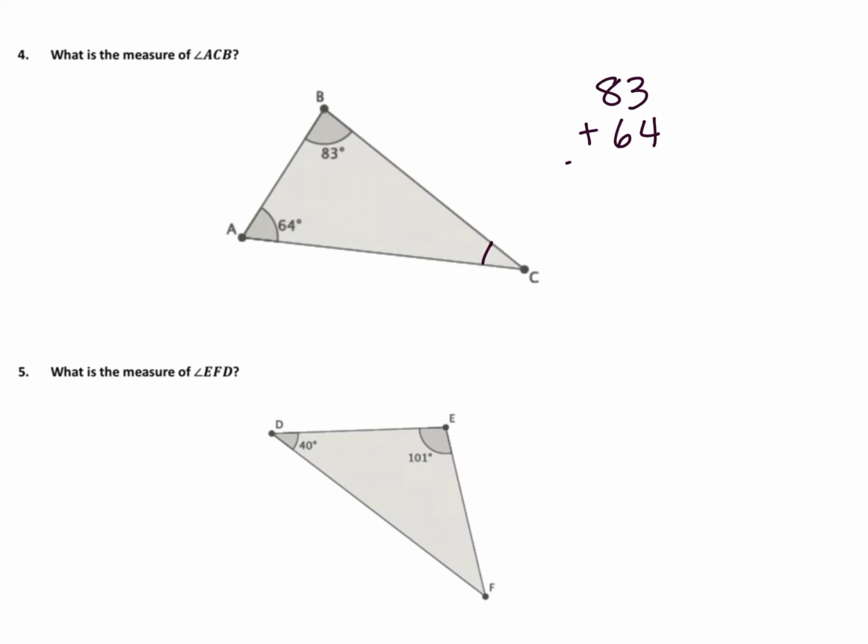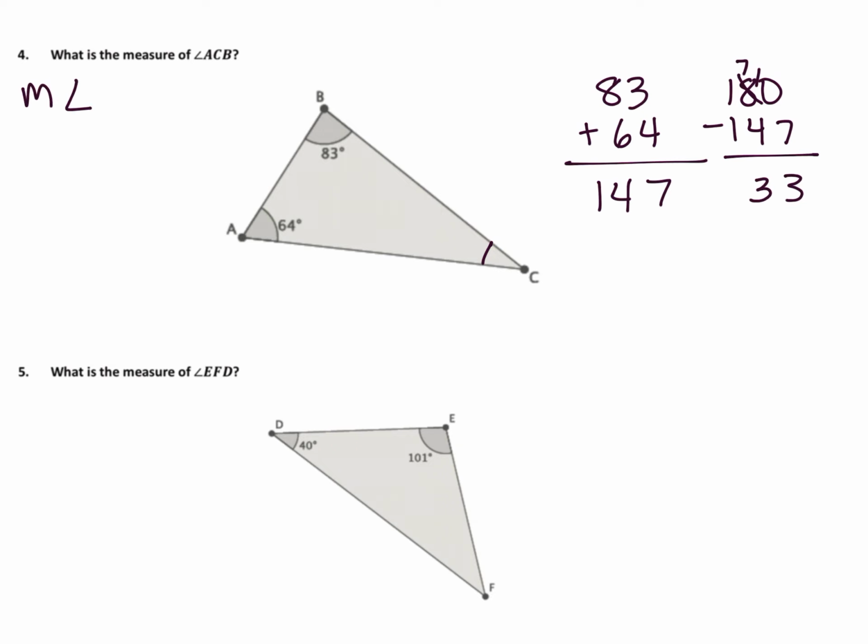So far, we have these two angles, which have a total of 147. So the piece that is left over for that other angle will be the difference between 180 and 147. 10 minus 7 is 3. 7 minus 4 is 3. And 1 minus 1 is 0. Which means the measure of angle ACB must be 33 degrees.